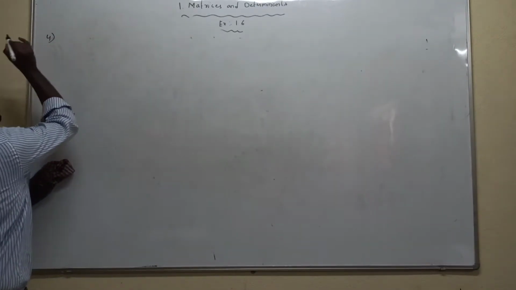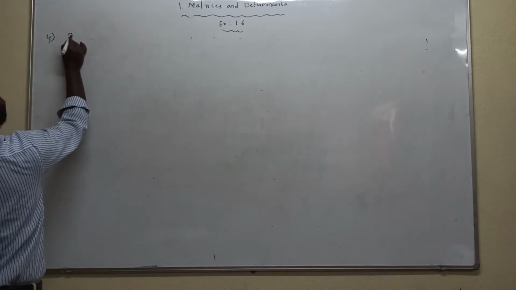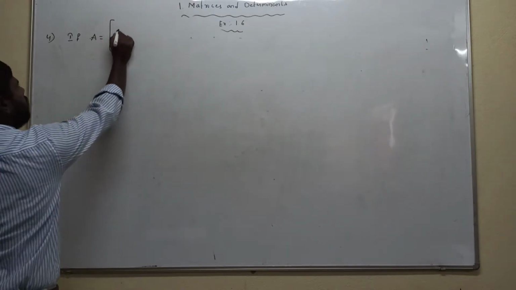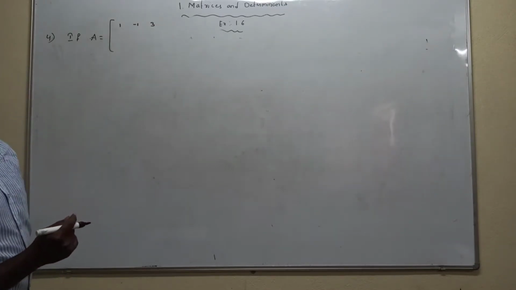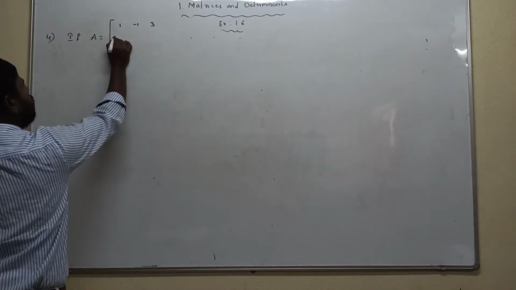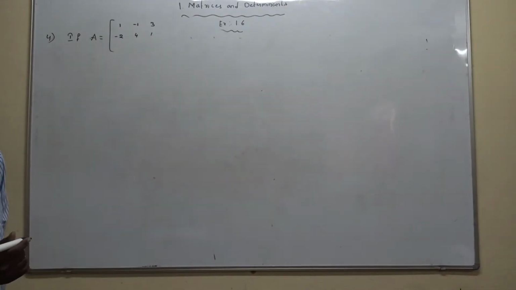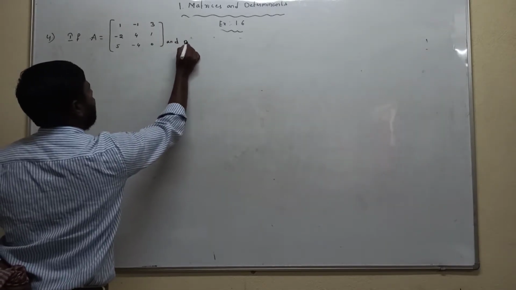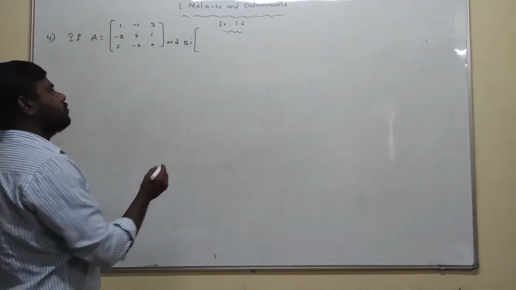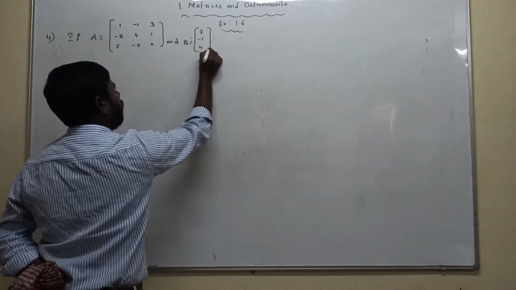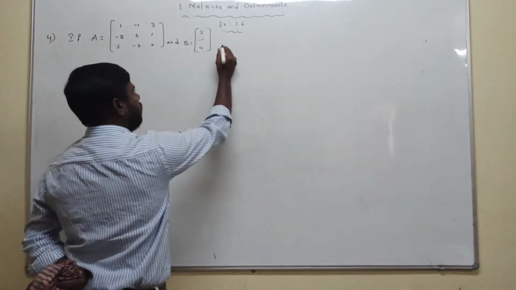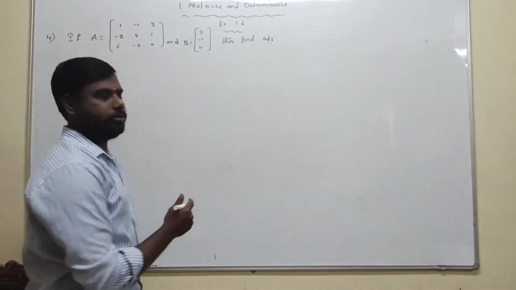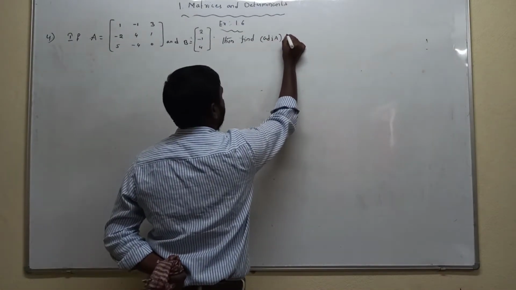Question number 4. If capital A is the given 3 by 3 matrix [1, -1, 3; -2, 4, 1; 5, -4, 0] and B matrix is [2; -1; 4], then find adjoint of A into B.